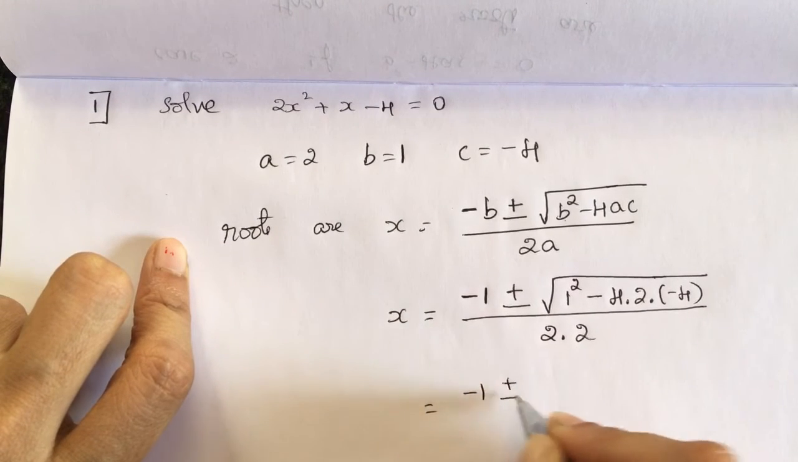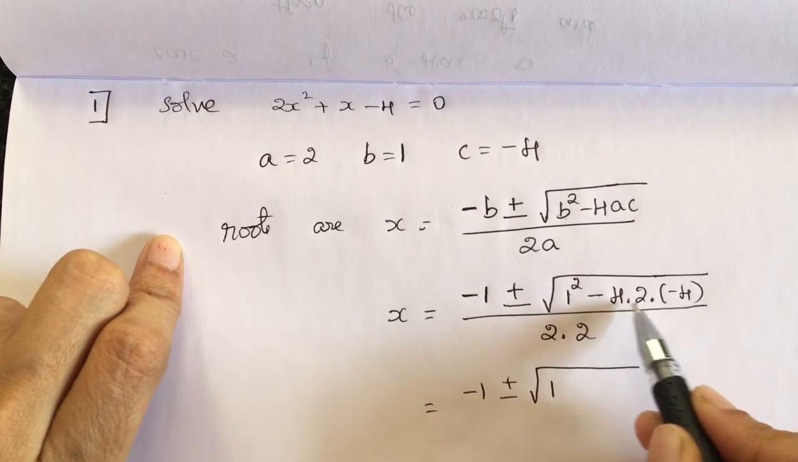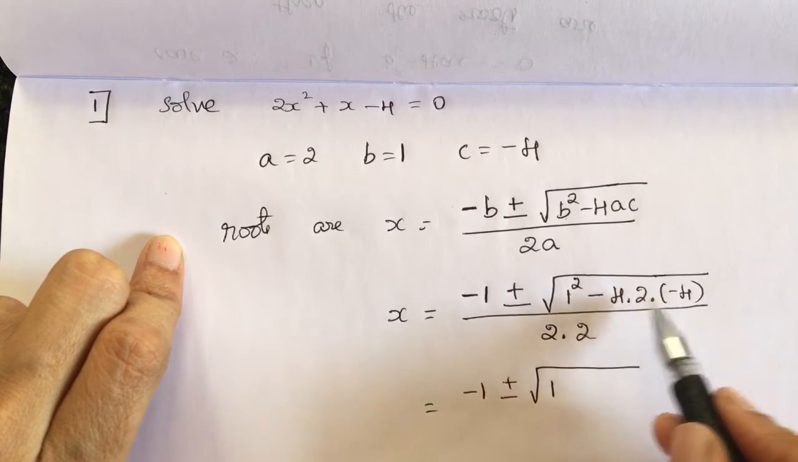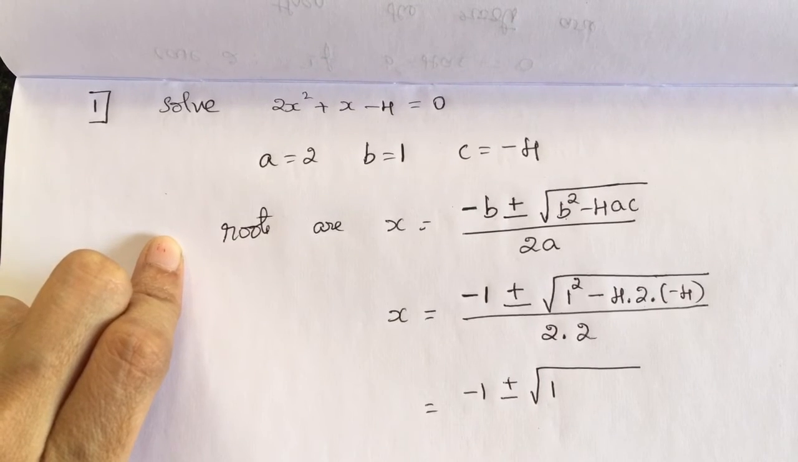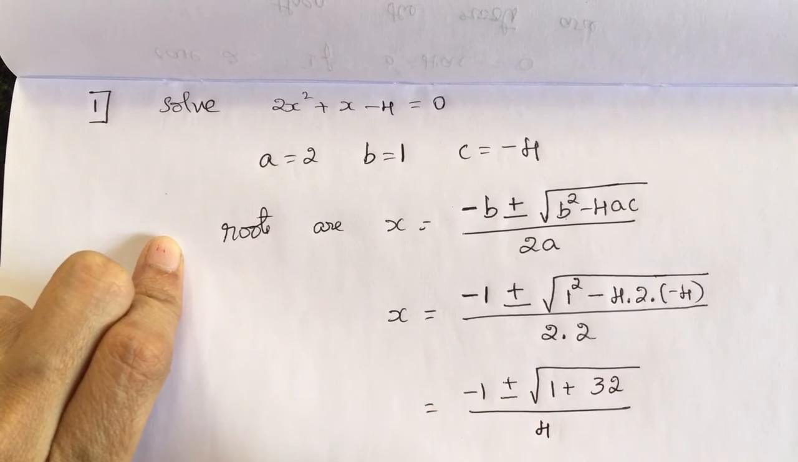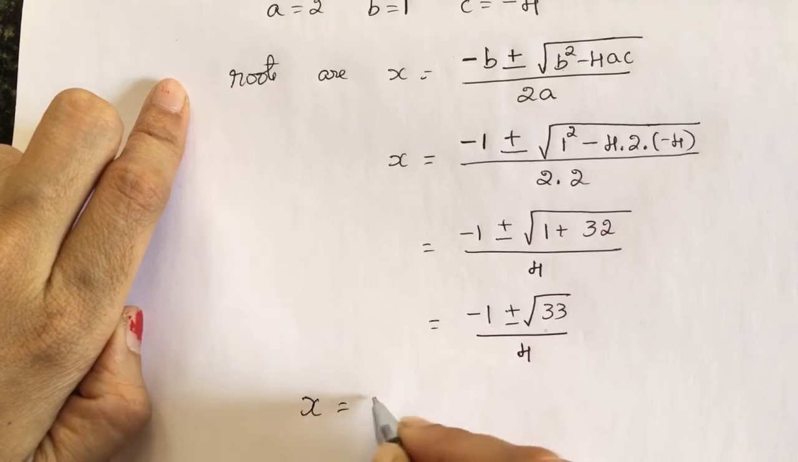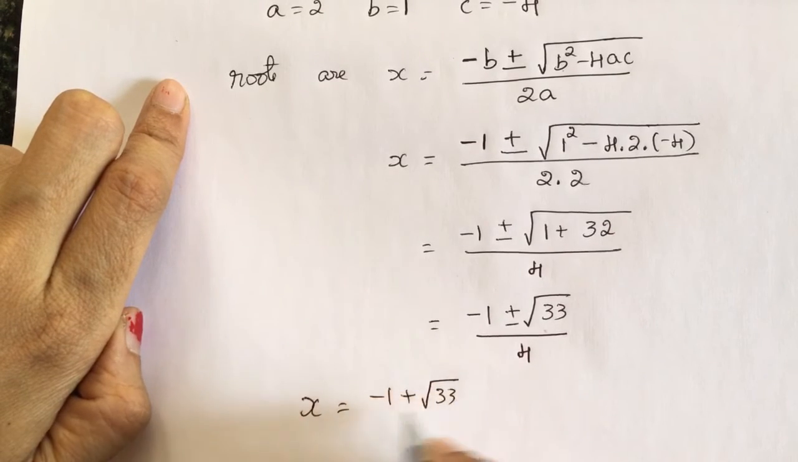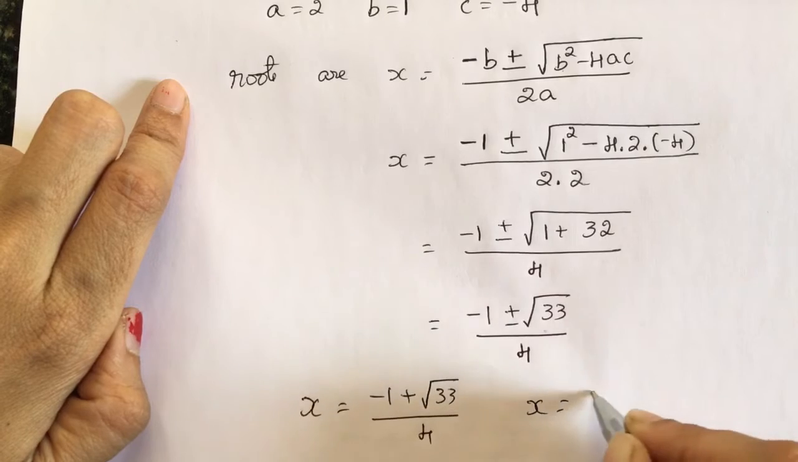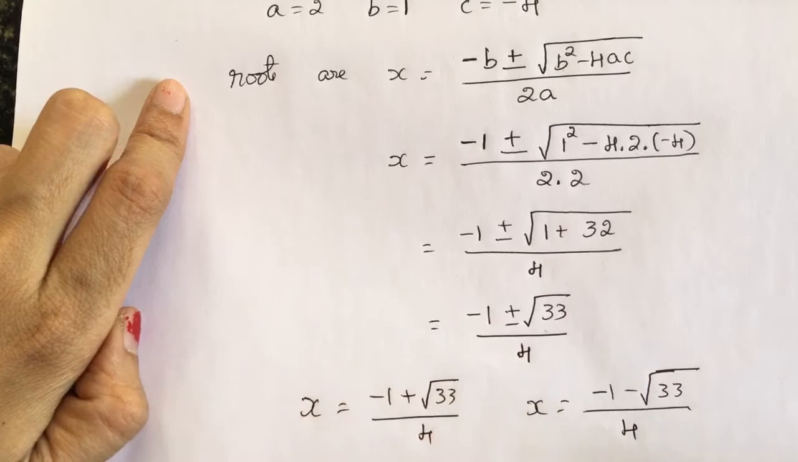Minus 1 plus or minus root of 1 square is 1, 4 4 16, 16 into 2 is 32, but the sign is positive, so divided by 4. In fact, it's minus 1 plus or minus root 33 by 4. So one root is minus 1 plus root 33 by 4 and another value is minus 1 minus root 33 by 4.